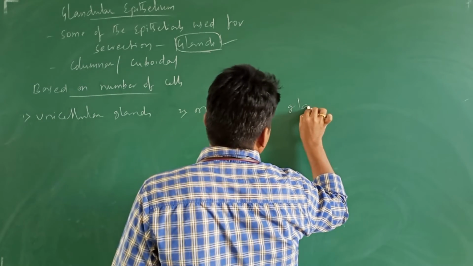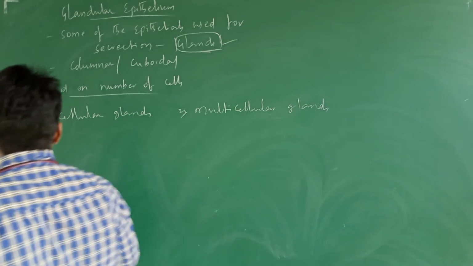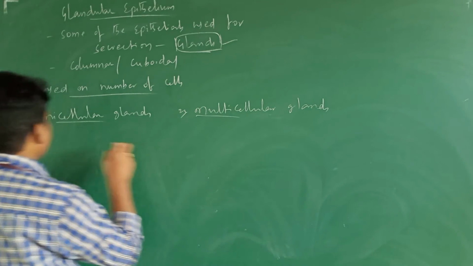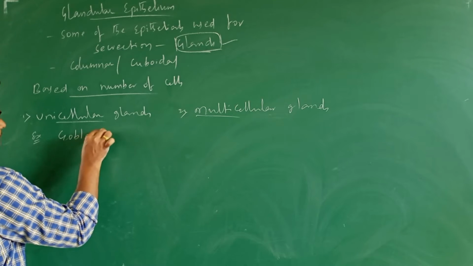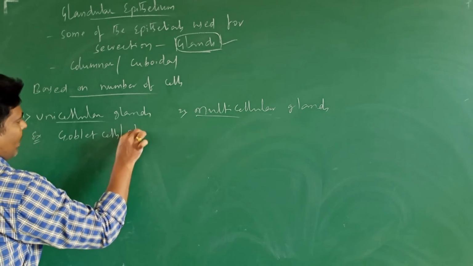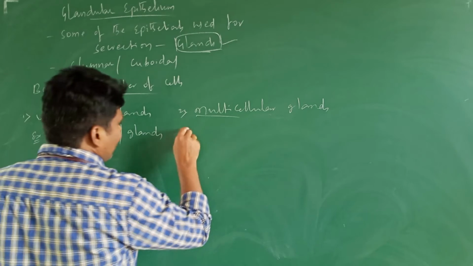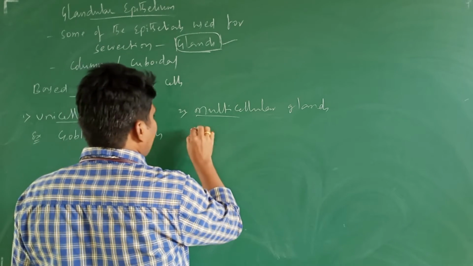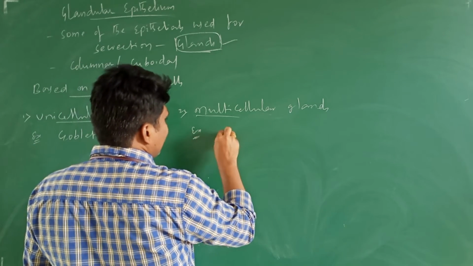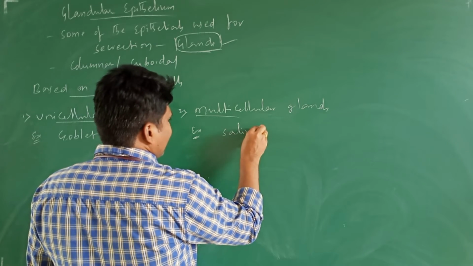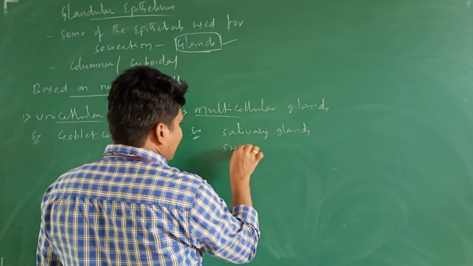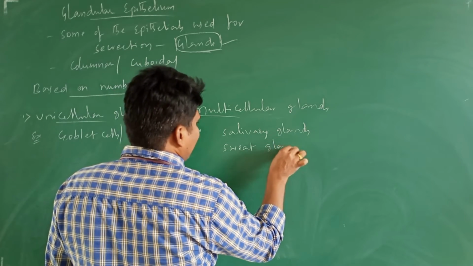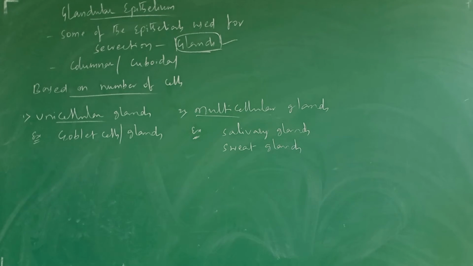Unicellular glands, for example, goblet cells are glands. Multicellular glands, for example, salivary glands and sweat glands. Please go through salivary glands and sweat glands.